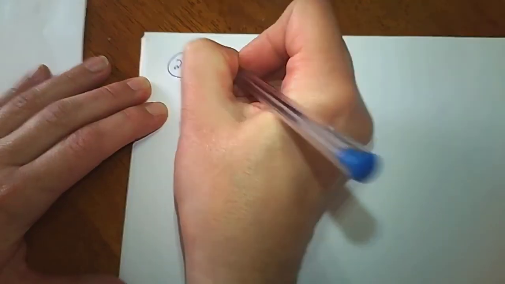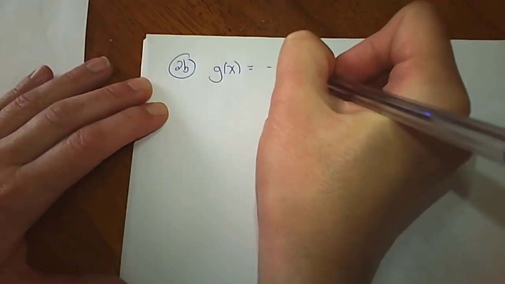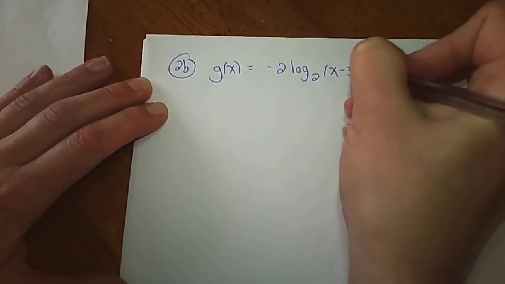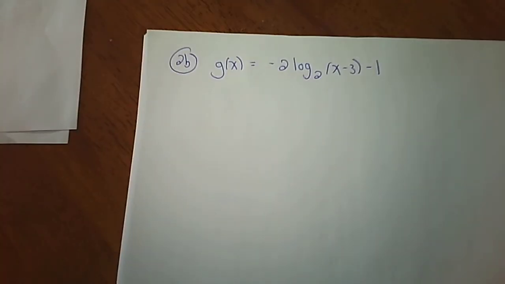All right, and finally, 2b. We have g of x equals negative 2 log base 2 of (x minus 3), minus 1. I'm looking at this, and nothing needs to be factored out.